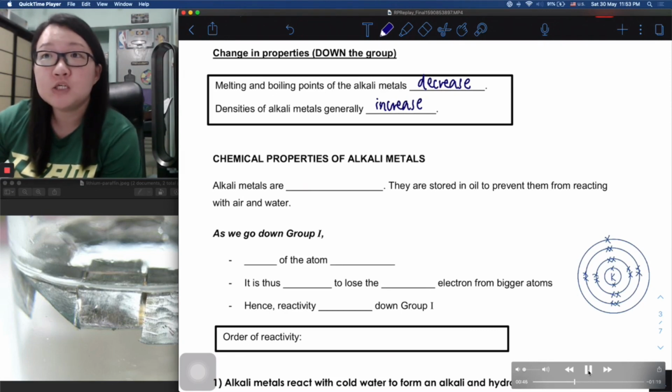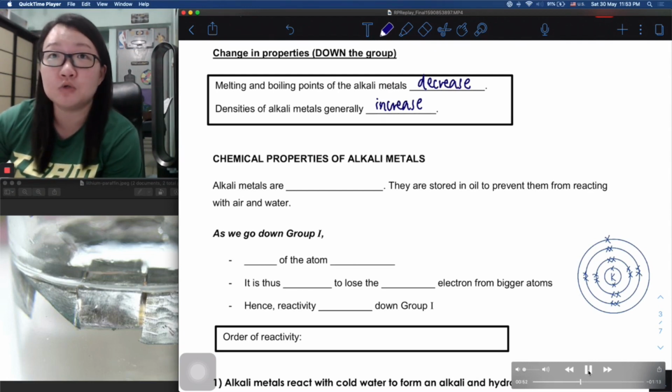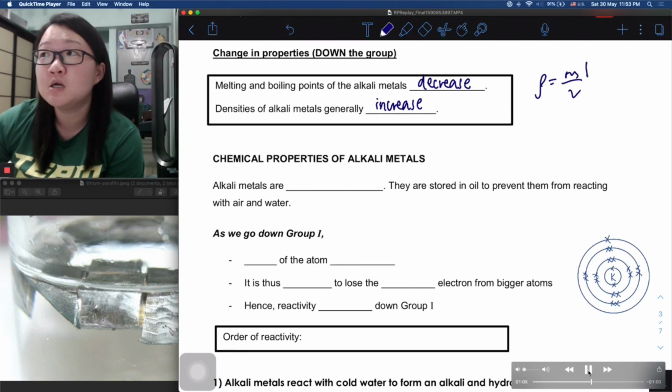Whereas for densities, that will generally increase, because if you think about it, as you go down the group, you have more and more electron shells, and you have more and more of your subatomic particles as well, right? Your protons as well as neutrons, which are the ones that have a bit more significant mass. Okay, and remember, density is mass over volume, right? So if you increase mass, definitely your density will increase. Okay, so that is not difficult to understand.